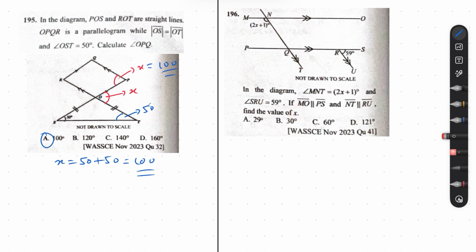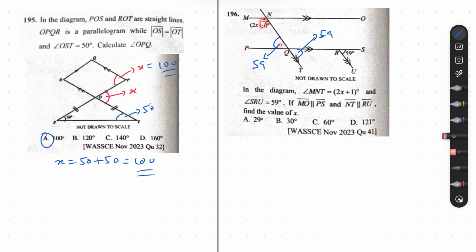Now looking at these two lines and this line crossing them, we can have corresponding angles. So this angle corresponds to this angle here. So that means this angle will also be 59. Similarly, this angle is vertically opposite to this angle, so it will also be 59. This angle as well is 59.